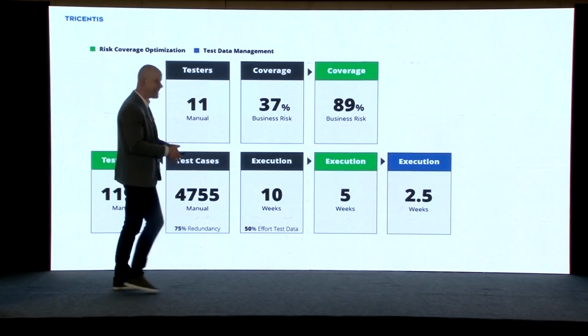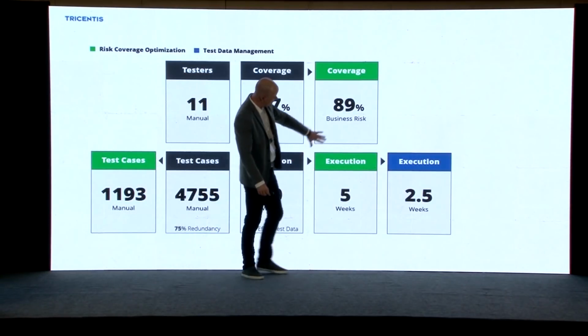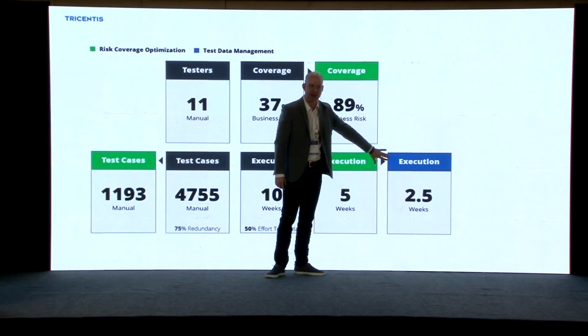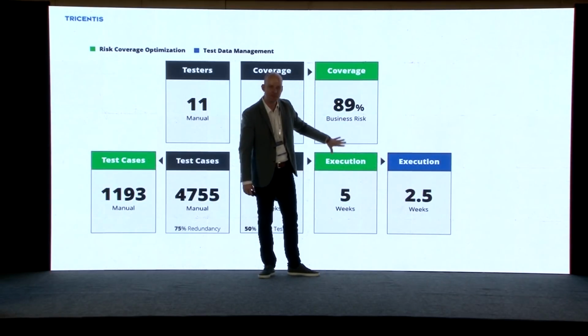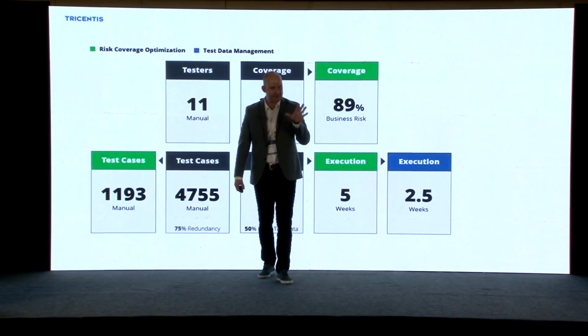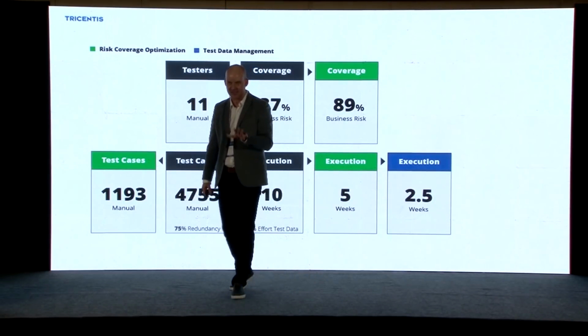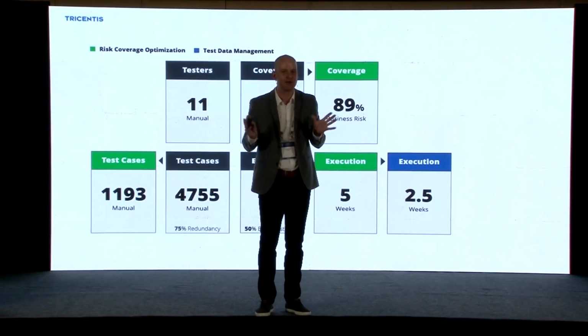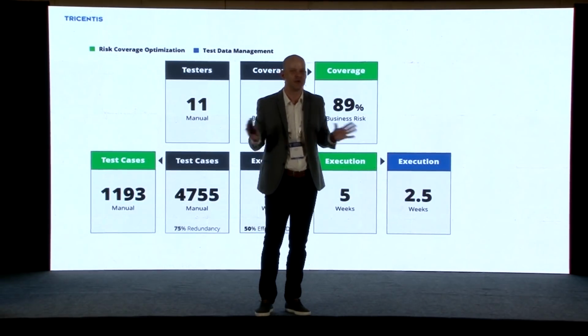And just by doing that, execution time went again down to 2.5 weeks. And this then implies that those guys have spent 50% of their valuable testing time during manual test execution just to find the right test data during manual test case execution. And this is just ridiculous, right?